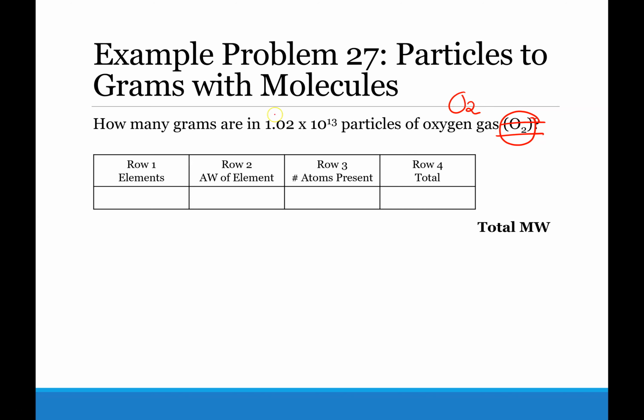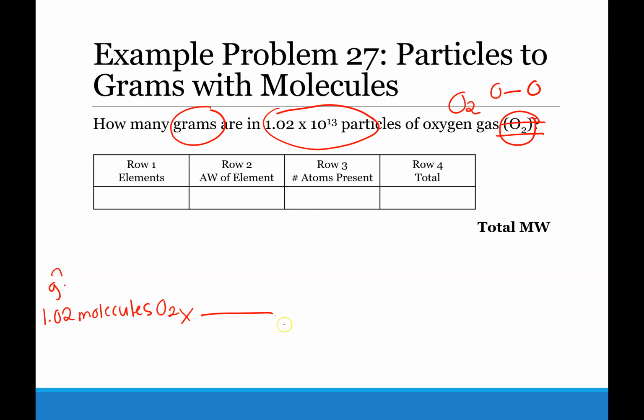So we're told that we have 1.02, we'll say molecules, because it is technically two oxygen atoms bonded together, which makes it a molecule, of O2. And we want to convert to grams of O2. And so that is a multi-step process where you have to go to moles as an intermediate.